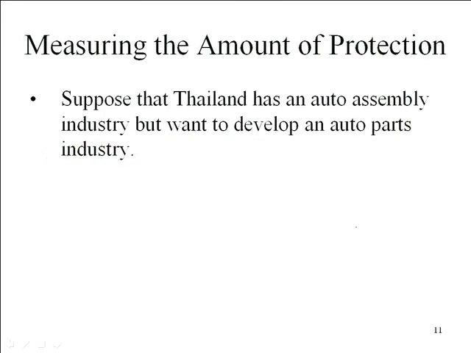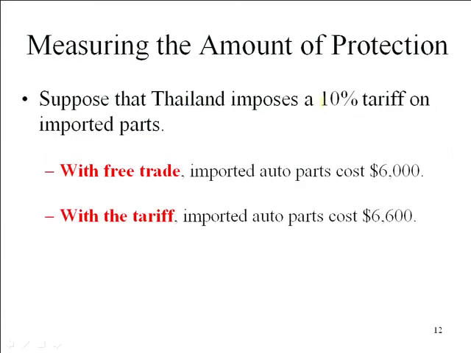Okay, now let's take the other example, though. Let's suppose that Thailand already has an auto assembly industry. Thailand has an auto assembly industry, but rather than buying stuff from Indonesia, which just put a 25% tariff on their cars, they want to start an auto parts industry. So now what we see happening is we'll put a 10% tariff. So with free trade, our auto parts were 6 grand. With the tariff, they now become 6,600.